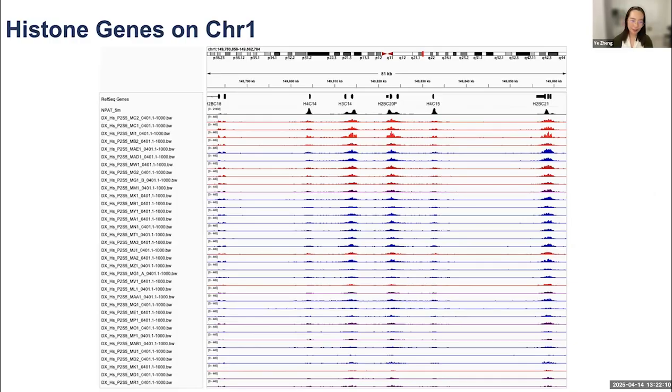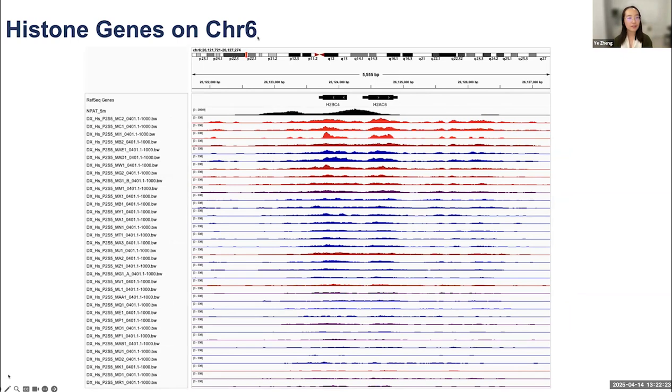So before we do that, we look at the genome browser across all kinds of histone genes in a more careful manner. So showing here are histone genes on chromosome 1, and also there is another histone gene cluster on chromosome 6.